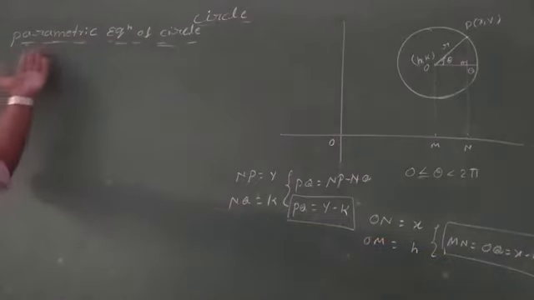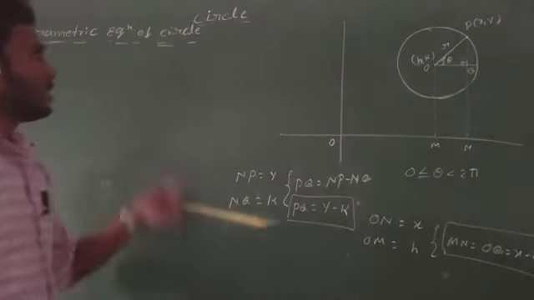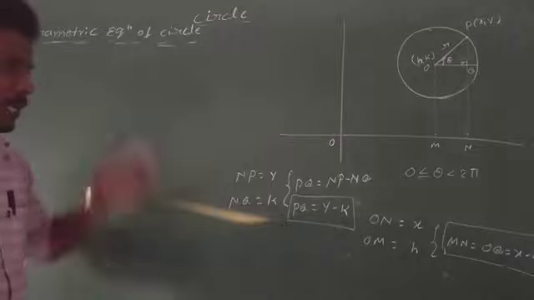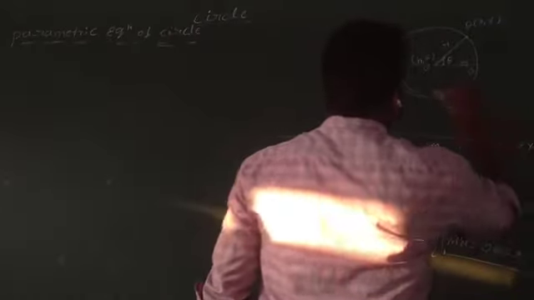The next point is the parametric equation of the circle. The parametric equation of the circle is the last point in section 1. Okay, now I can take the circle here.